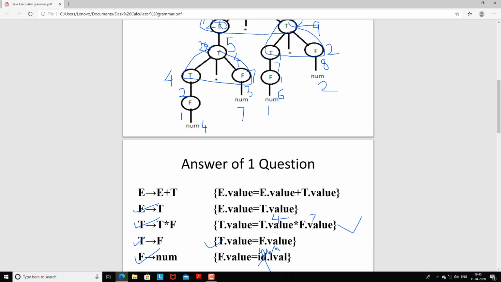So the SDT for the last production is E.value plus T.value assigned into the E.value. So this is the solution of the first question.